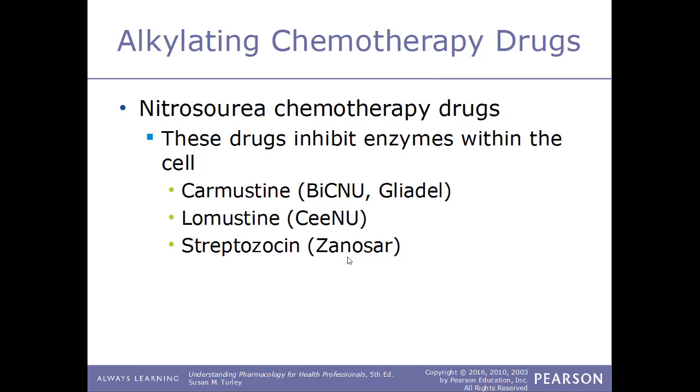And this kind of chemotherapy drug will also inhibit various enzymes throughout the cell. Some examples of nitrosourea chemodrugs would include carmustine, known by its trade names Gliadel and BiCNU, lomustine, known by its trade name CeeNU, and streptozocin, which is known by its trade name Zanosar.